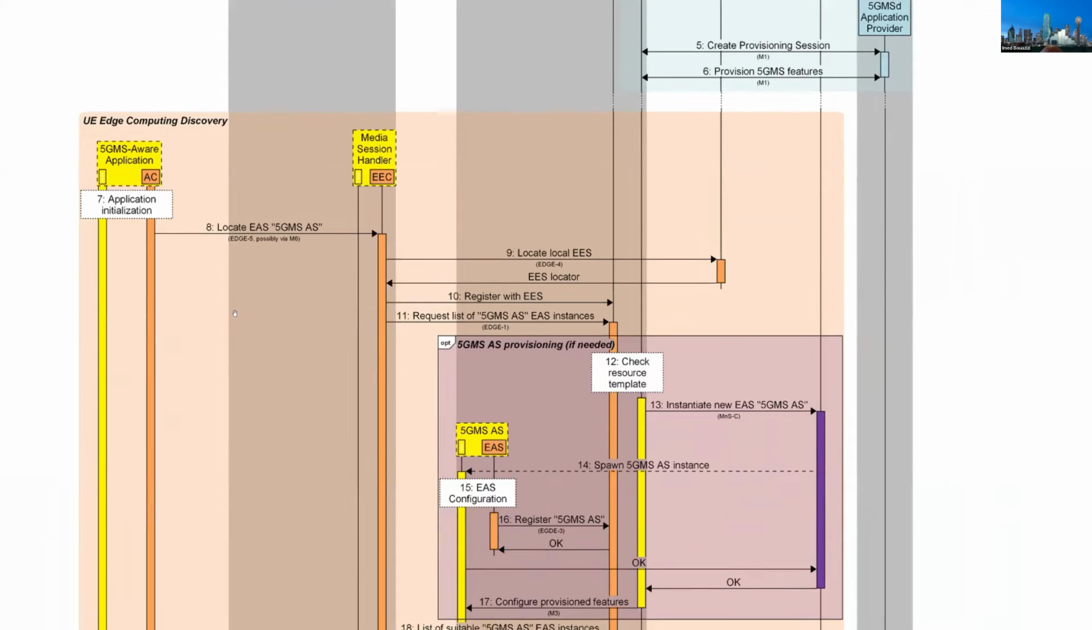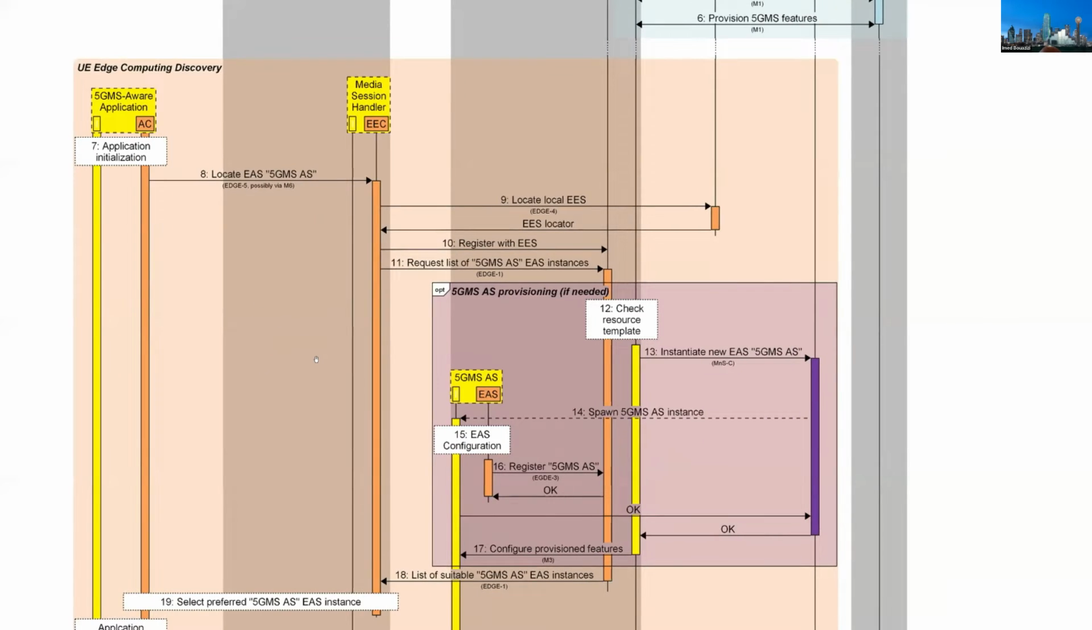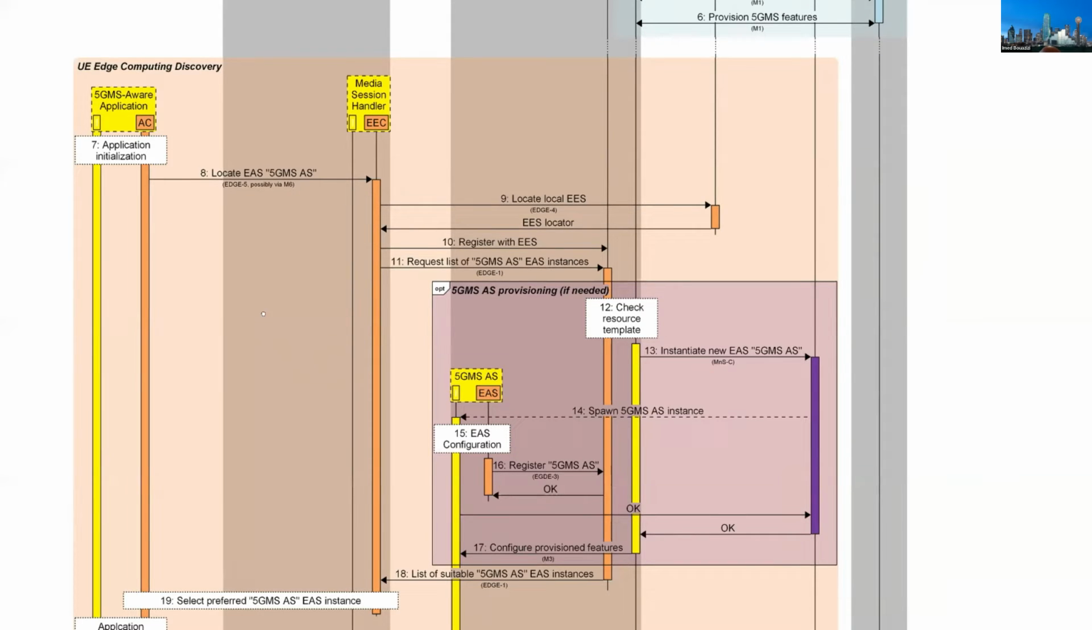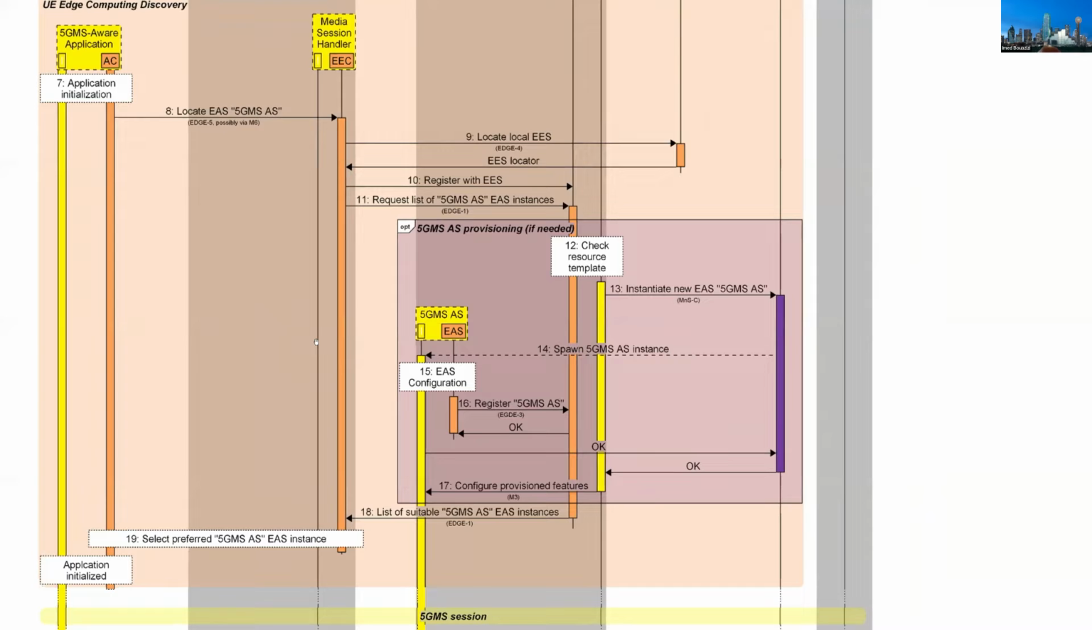Then, in this case, of course, it's the client-driven approach. So it's the application that is aware and asks for discovery of an Edge application server. And then the MSH will help with that. So it receives information from the AF. It can invoke requests to the Edge enabler server or Edge configuration server, and then Edge enabler server, to discover if there is an Edge server that meets the requirements. And if not, then there is this optional step.